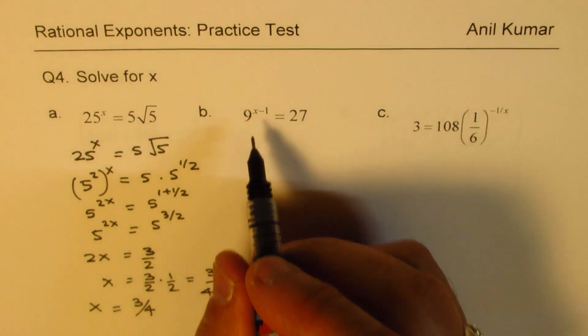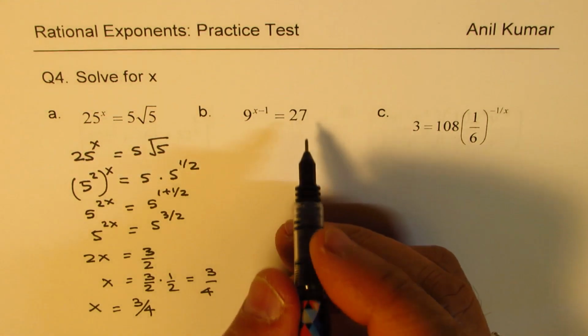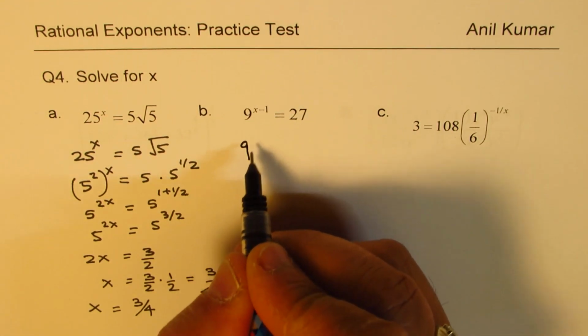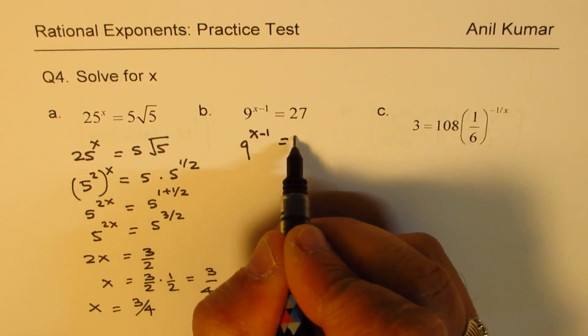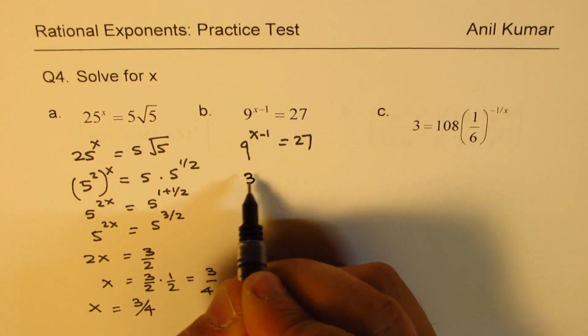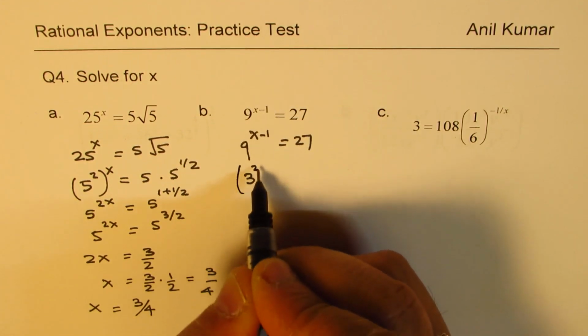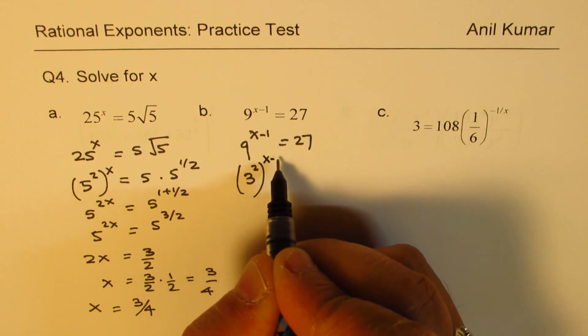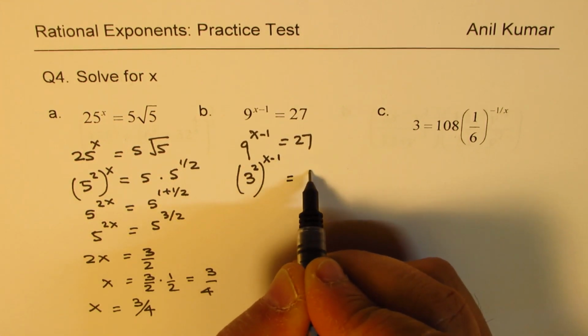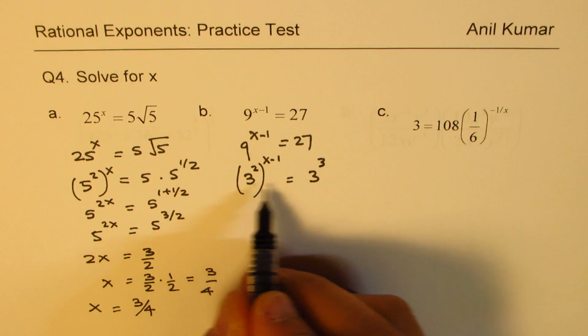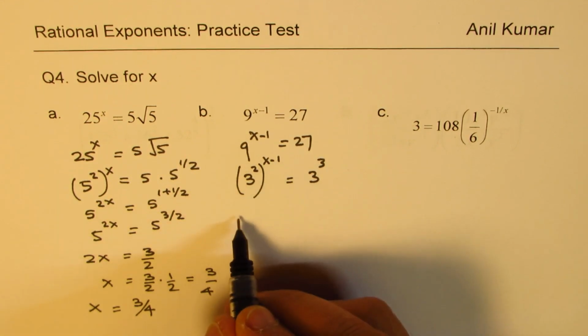The next one here is 9 to the power of x minus 1 equals 27. So let me rewrite 9 to the power of x minus 1 equals 27. 9 could be written as 3 squared, right? So we have 3 squared to the power of x minus 1. 27 could be 3 cubed. So now we have the same base, so we know how to equate them.